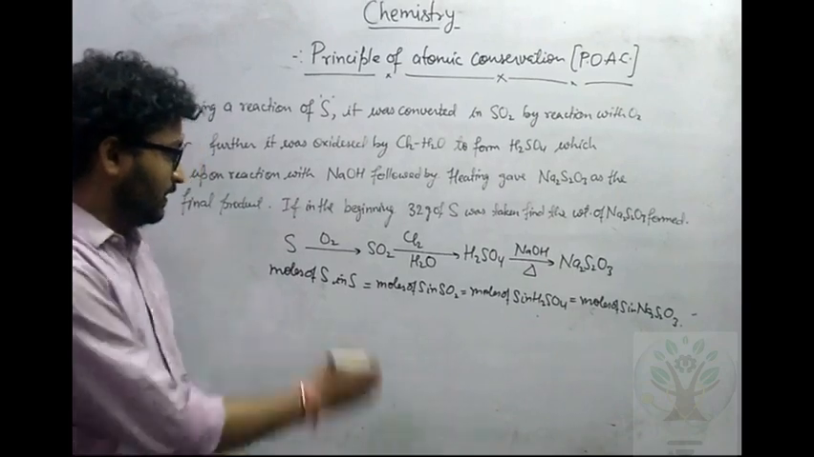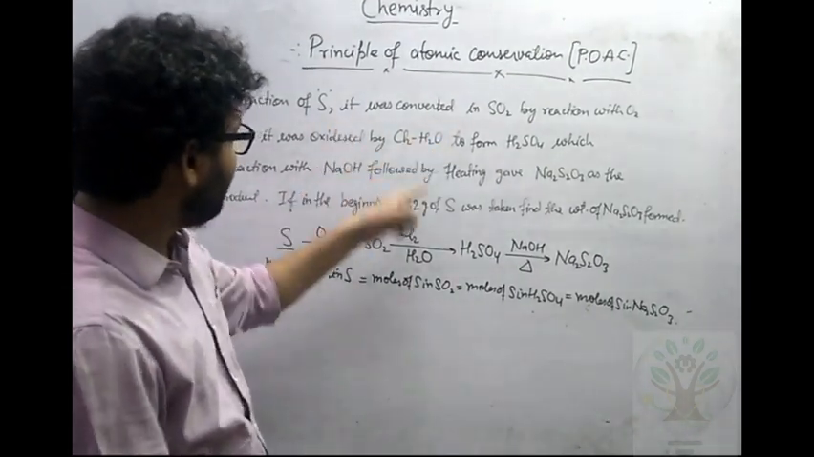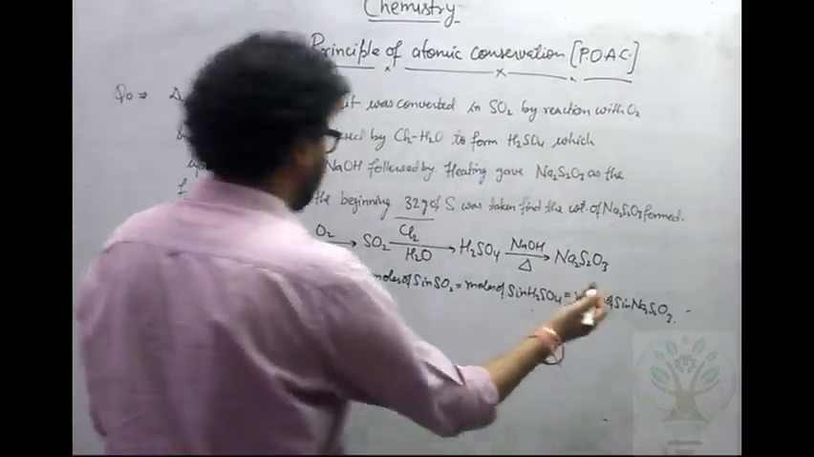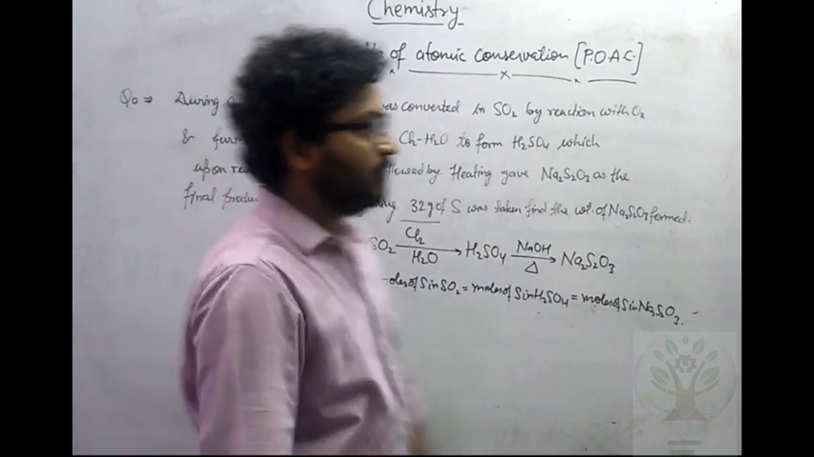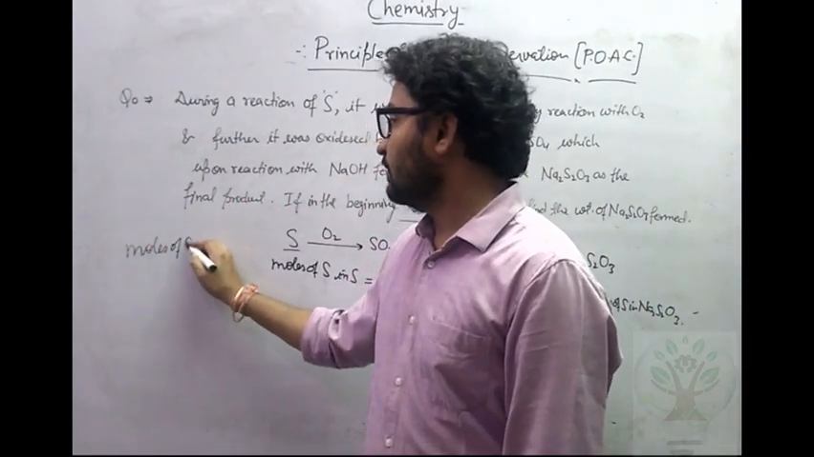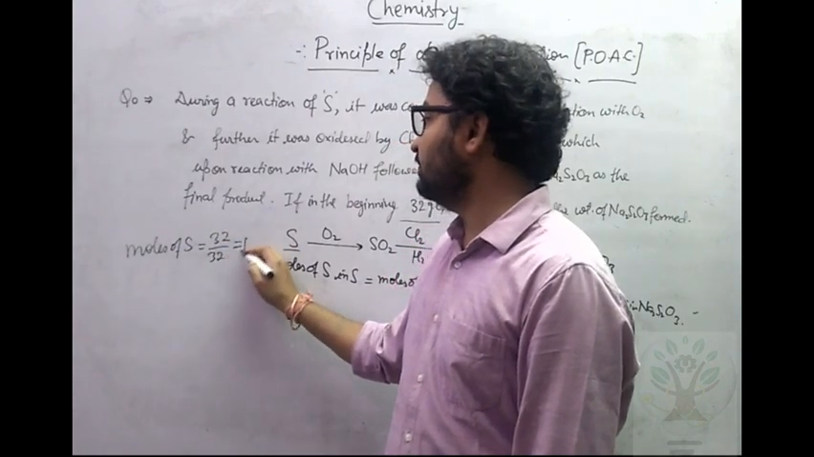Yes. Now they have given you more. They have given you the weight of sulfur. How much weight have they given? They have given 32 gram of sulfur. So can you tell me how many moles of sulfur you got? Let's just calculate it here. Moles of sulfur you got: 32 divided by 32, that is 1.